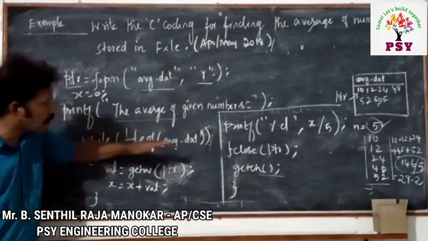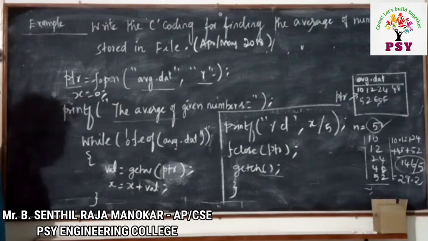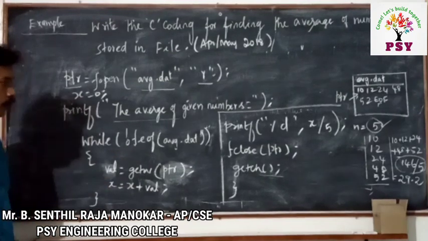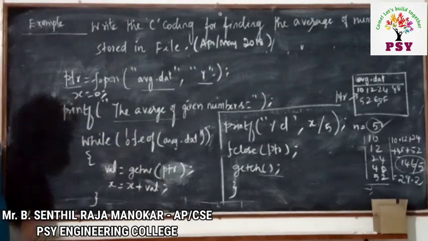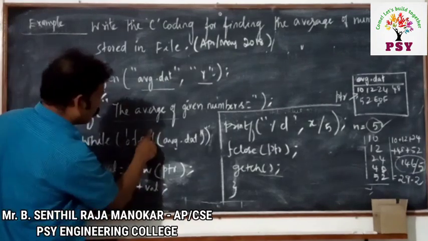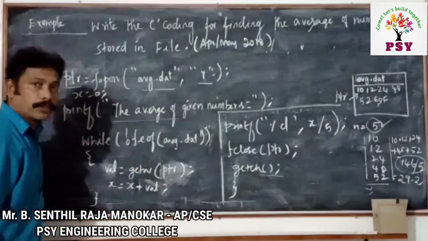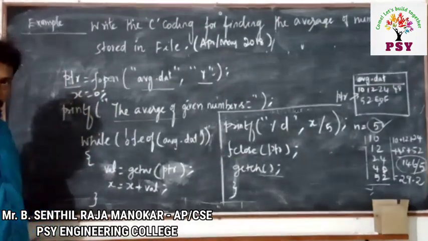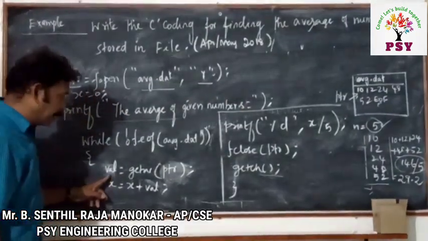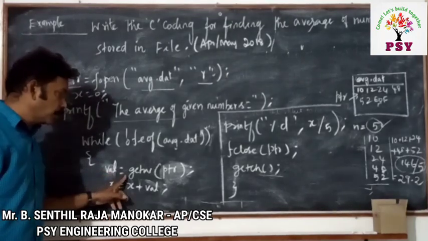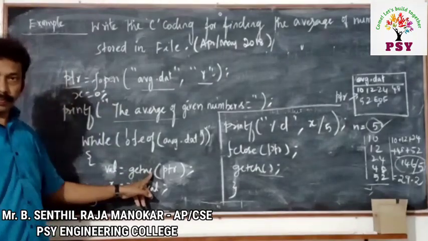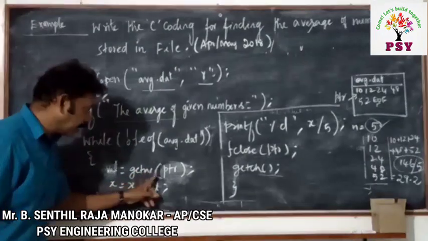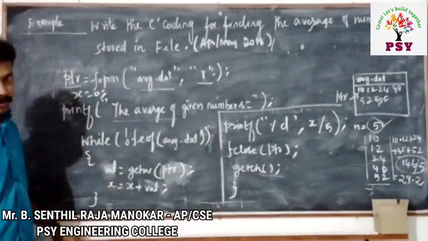through the input of this file. Okay. So first you get the first value. So we have a 10. So that is not equal to end of file, true. Then it will enter over here. So what will happen here? Val is equal to getw, val is equal to getw of the pointer.